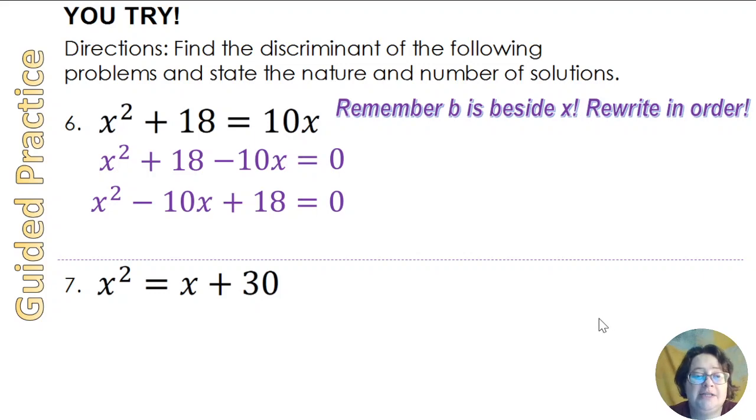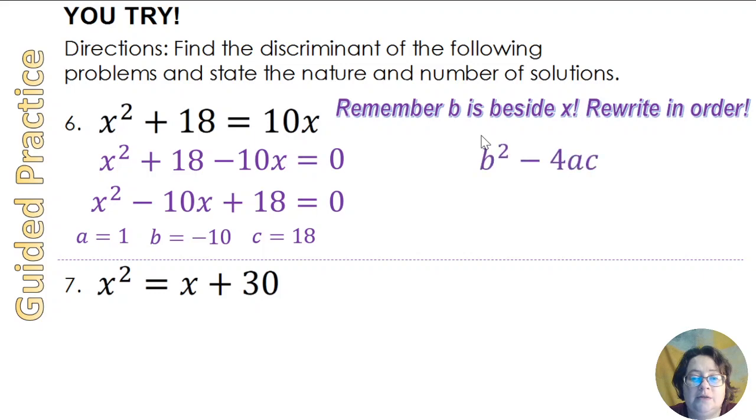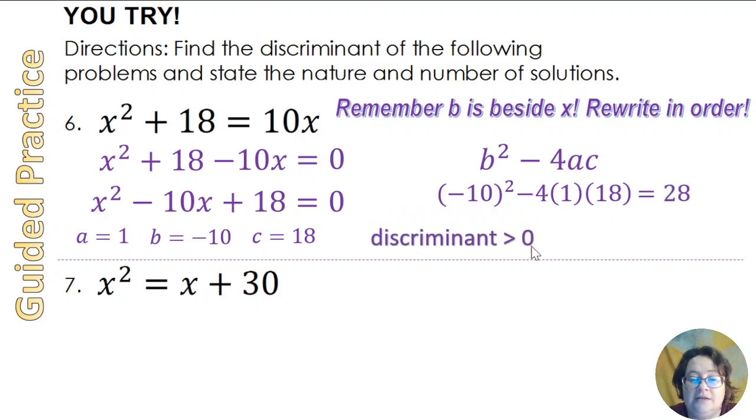All right, for number 6, we should have that a is 1, b is negative 10, c is 18. And when we plug those into b squared minus 4ac, we get negative 10 squared minus 4 times 1 times 18, which is 28. And since it is positive, its discriminant is greater than 0, and we have 2 real solutions.